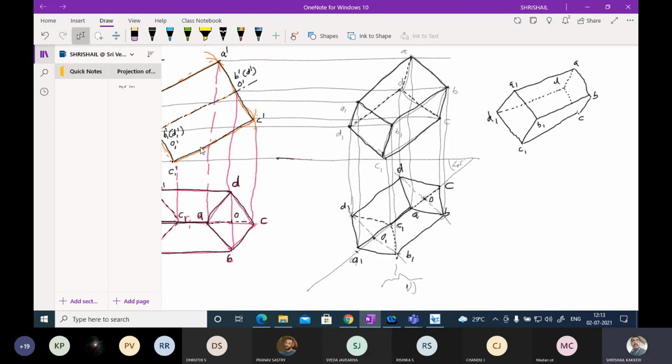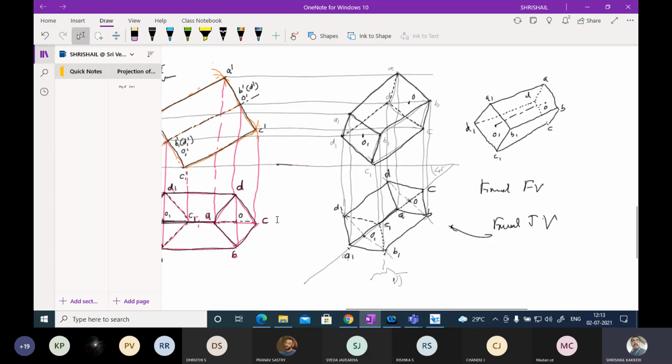And another thing you have to do: O and O1. This will be point O, and from the top this will be point O1. O and O1 also you have to show, and this also has been joined. This will be the axis length. This will be the final front view, and this is the final top view.